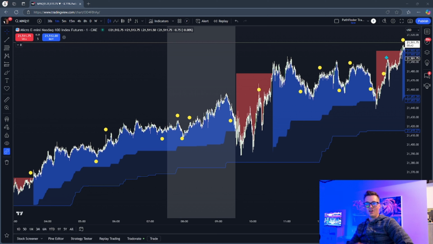Pathfinder 2.0. Pathfinder 2.0 is the upgraded version. We've simplified things. We've increased the effectiveness. In fact, if you trade this correctly, we're tracking an over 90% success rate on winning, earning money, or getting out at break even on a trade that goes against you, which is very important to minimize the losses.